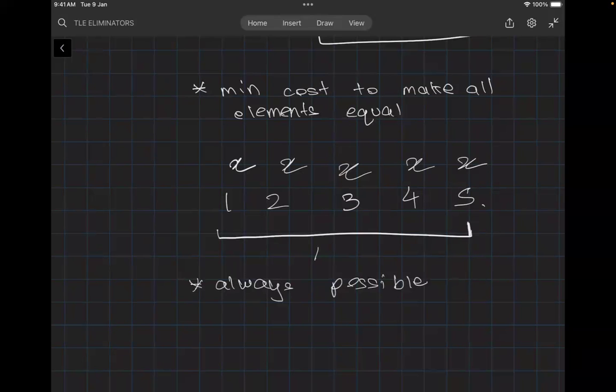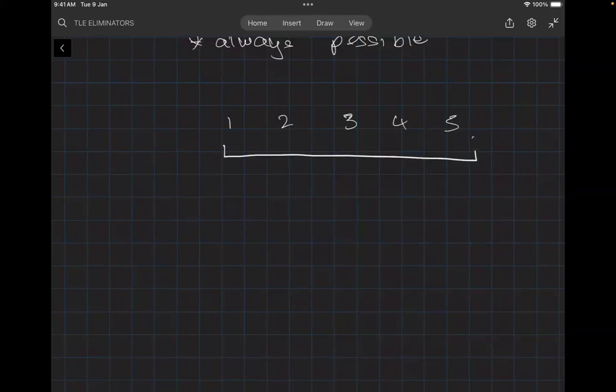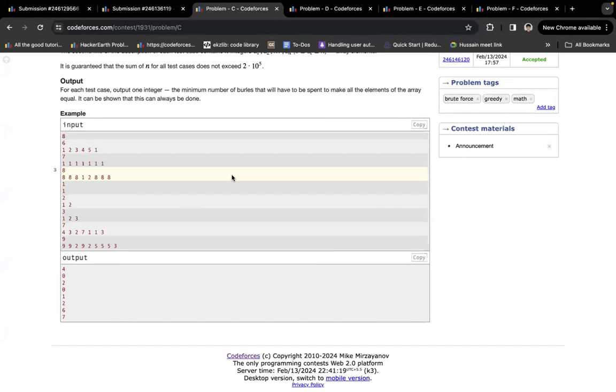How do I try to reduce this length? Now, if all elements are different, 1, 2, 3, 4, 5, you can see that instead of selecting the entire array, I can either select this range or I can select this range and make it equal to the first element or the last element. If I'm selecting this range, I will make all elements equal to 5. If I'm selecting this range, I will make all elements equal to 1. Is this much clear, guys? Tell me.